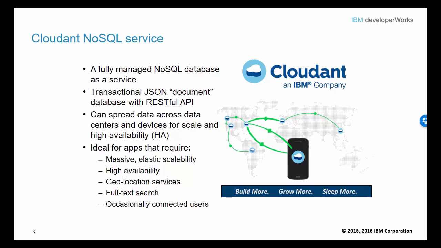It can spread data across data centers and devices for scalability and high availability. And we'll talk more about that when we talk about the Cloudant Sync feature. So it's ideal for apps that require massive elastic scalability, high availability, geolocation services, full text search, and occasionally connected users, which means that users need to be able to work offline when they're not connected to the database directly.